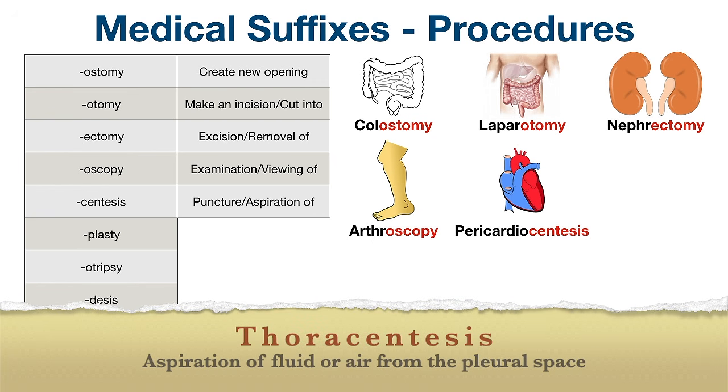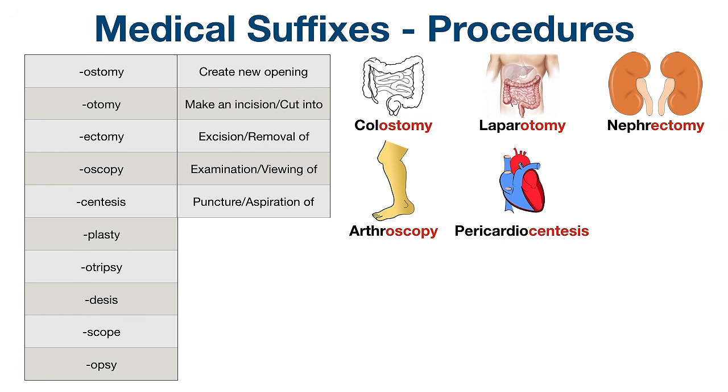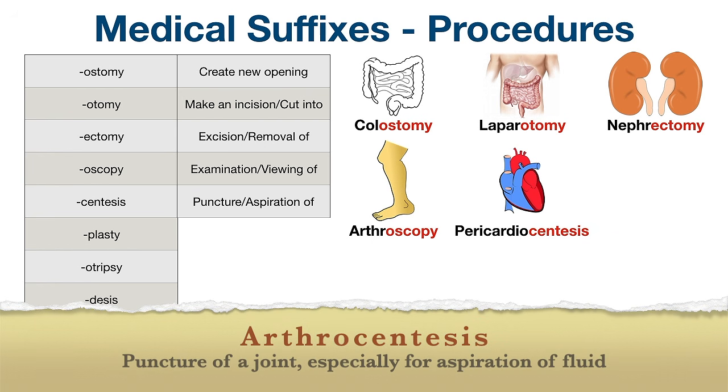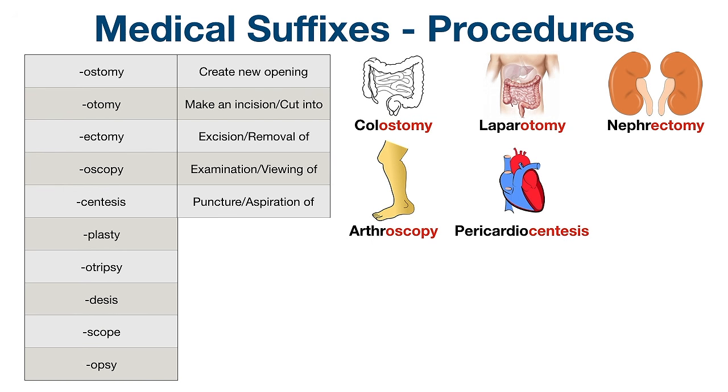Thora refers to the chest or thorax. So thoracentesis is the aspiration of fluid or air from the pleural space of the chest cavity, which is the space between the lungs and chest wall. Finally, we just said arthro means joint, so arthrocentesis is the puncture of a joint, especially for the aspiration of fluid from the joint space.